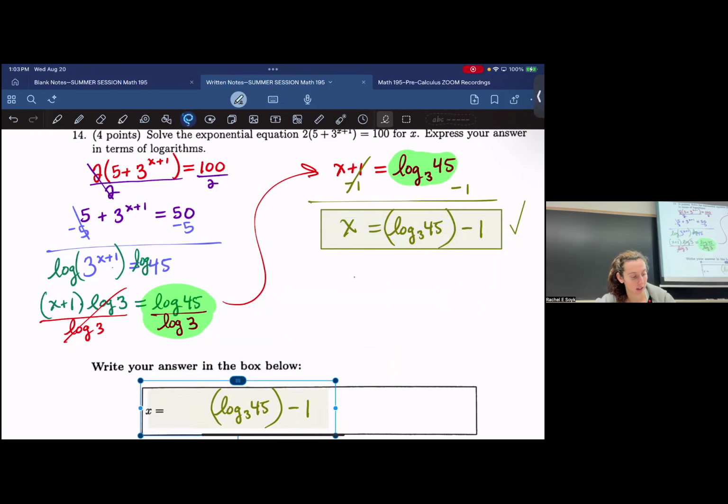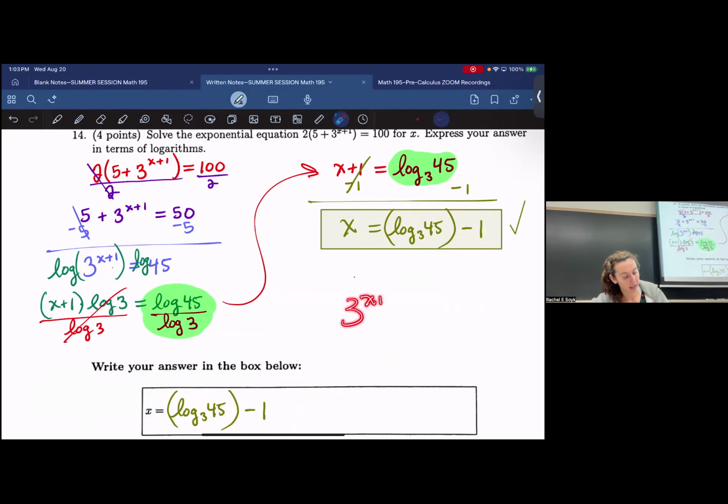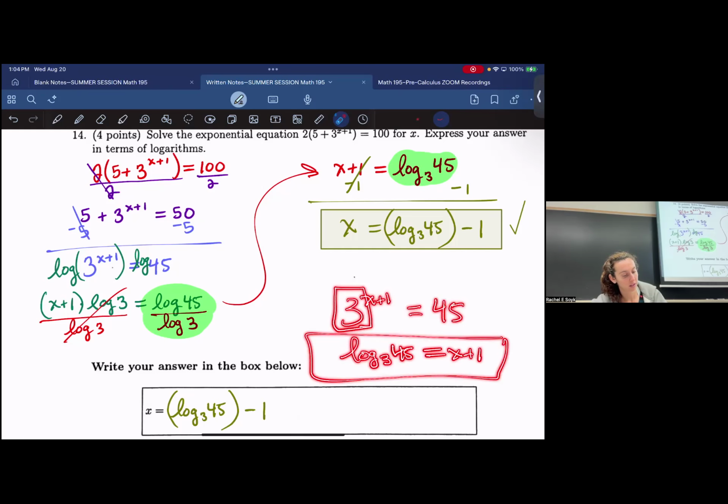I utilized the change of base formula. If you went straight into converting into logarithmic form from up here, we had our 3 to the x plus 1 equals 45. This is the same as log base 3, right? Our base is 3, of 45 is equal to x plus 1, right? 3 to the power x plus 1 equals 45.